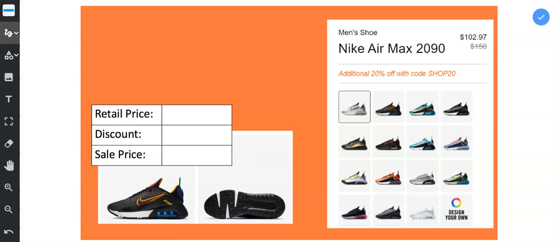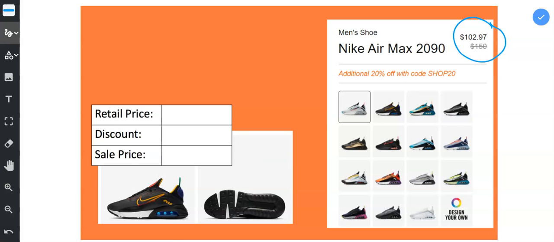We are now doing a little shoe shopping. The next item we're looking at purchasing is the Nike Air Max 2090, or 2090, however they say it, I'm not sure. And we're looking for the price. So I see here the price, and what's interesting about this shoe is it's already on sale. So the $150 is technically the retail price, and it's already on sale for $102.97.